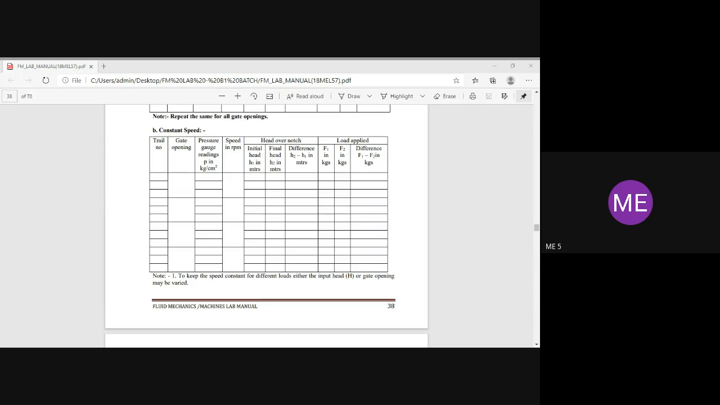So try to understand this experiment properly. The remaining experiments, Kaplan turbine and Francis turbine, have the same tabular column and same calculation, no change. That's why try to do these calculations properly. In the Francis turbine you have constant head and constant speed. In constant head, you have to calculate unit head, unit speed, unit discharge, and specific speed. In constant speed, you just have to calculate the efficiency. That's it. And for Kaplan also the same thing.